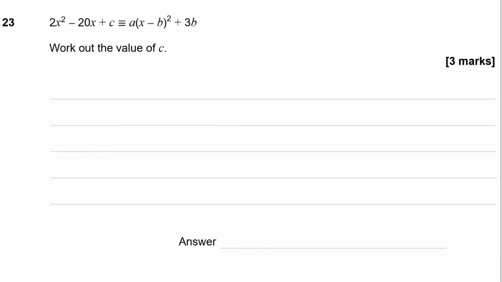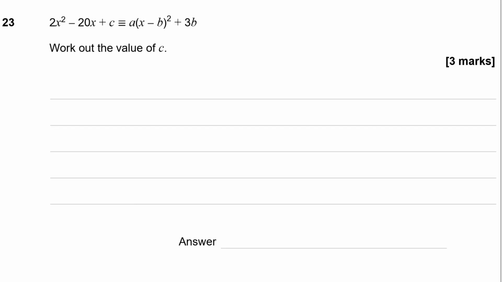In question 23 we are given an identity. 2x squared minus 20x plus c is identical to a open brackets x minus b all squared plus 3b. Now take care here, this is not an equation that you want to solve. You're not wanting to be moving things over that identity from one side to the other. What you want to do is take one side and make it look more like the other so we can compare all the coefficients and read out the values of a, b and c.